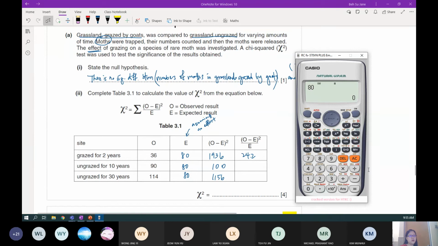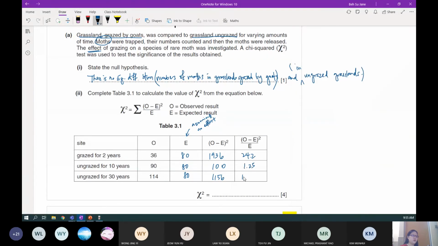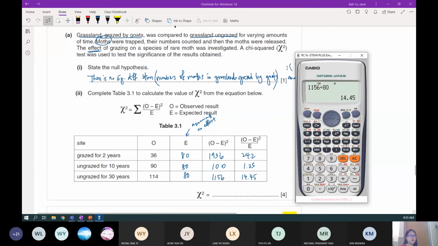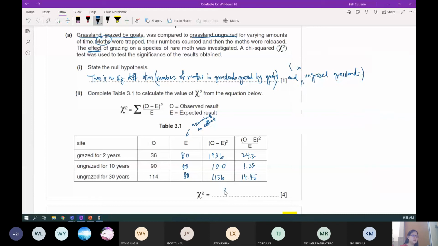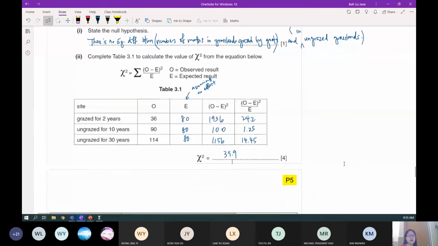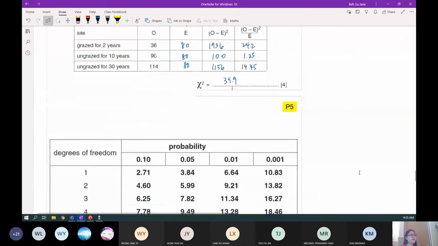You can find 100 divided by 80 is 1.25, 1.25, 1.25, and 14.45. Sum it up together and you should get 39.9. Is my maths faulty? You get the same? Tell me if it is. Anyways, you should get that 39.9.